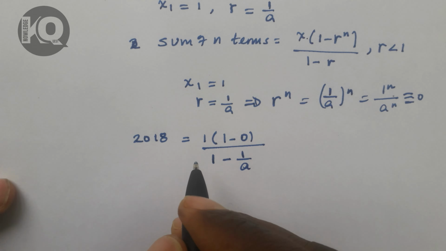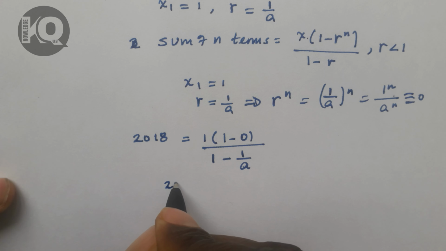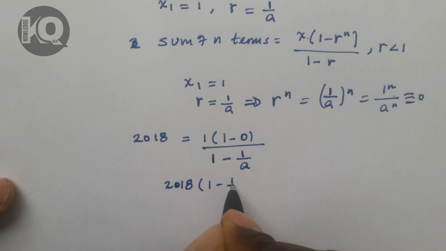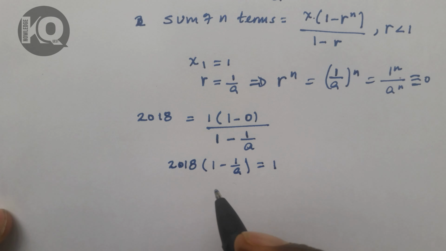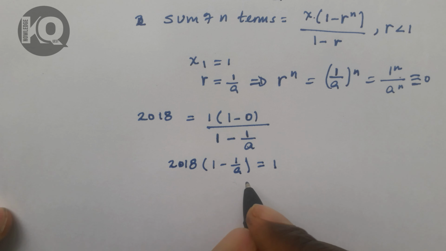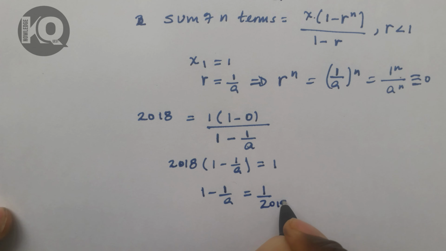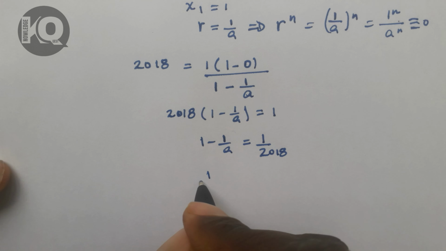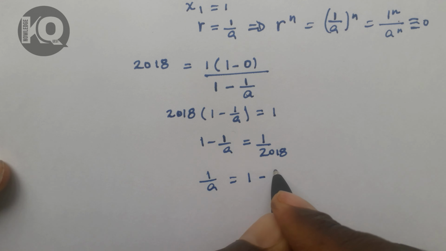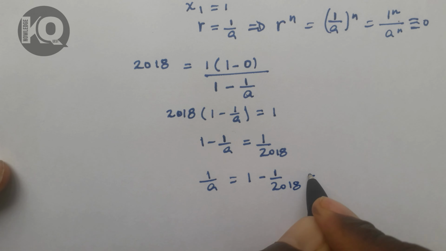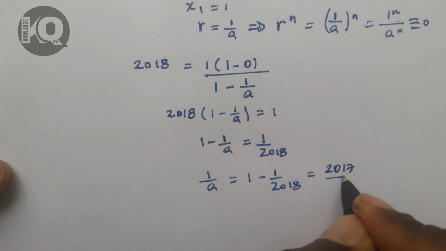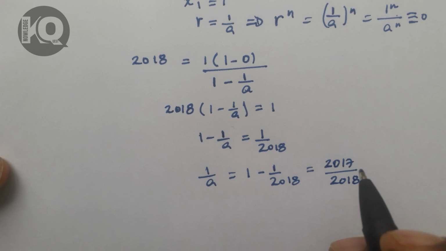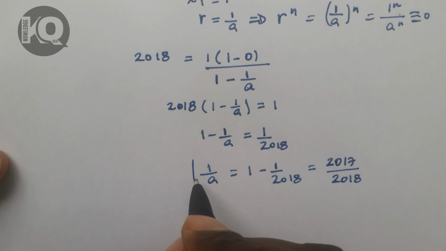So from here, 2018 into 1 minus 1 over a is equal to 1. We can rearrange this equation: 1 minus 1 over a is equal to 1 over 2018. So finally 1 over a will be 1 minus 1 over 2018. If we sum this up, 2017 divided by 2018 is the value of 1 over a.